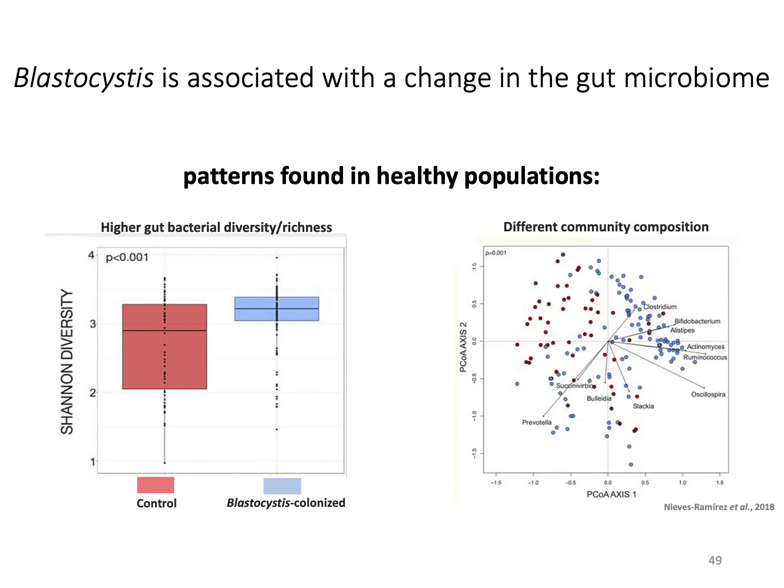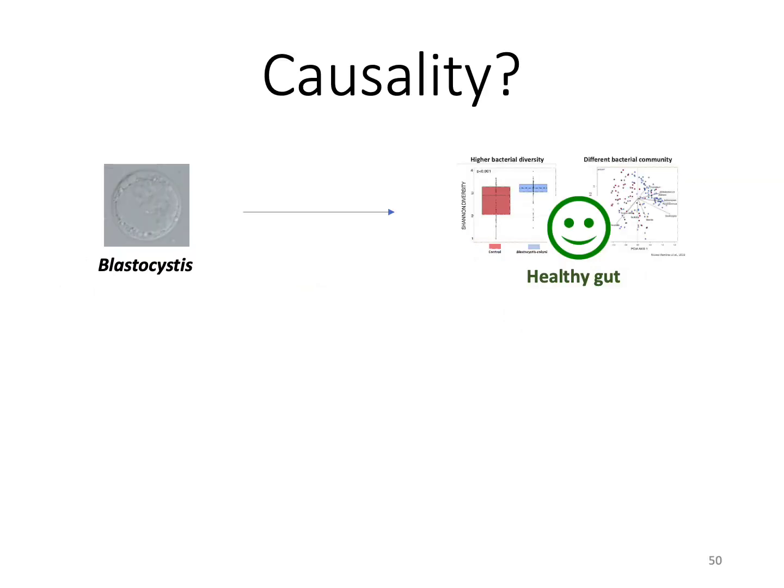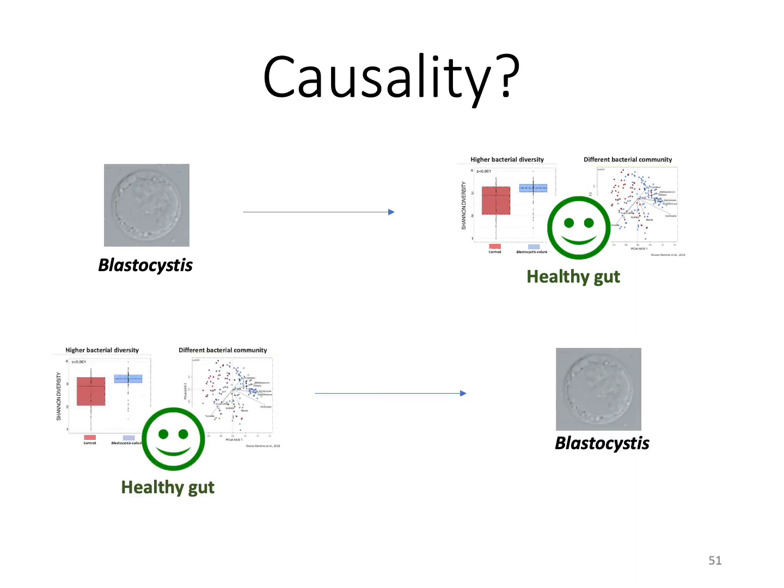We also see a difference in community composition, where Blastocystis positive individuals have a distinct bacterial microbiome composition compared to folks that don't have Blastocystis. You can see that by the separation here in the blue and red dots. But we don't know if this is causal or not. Does Blastocystis cause higher bacterial diversity and a different community composition that are indicative of a healthy gut? Or are folks that have a healthy gut with higher bacterial diversity and a distinct composition more likely to be colonized by Blastocystis, because differences in the gut environment might be more favorable to Blastocystis making a living there?